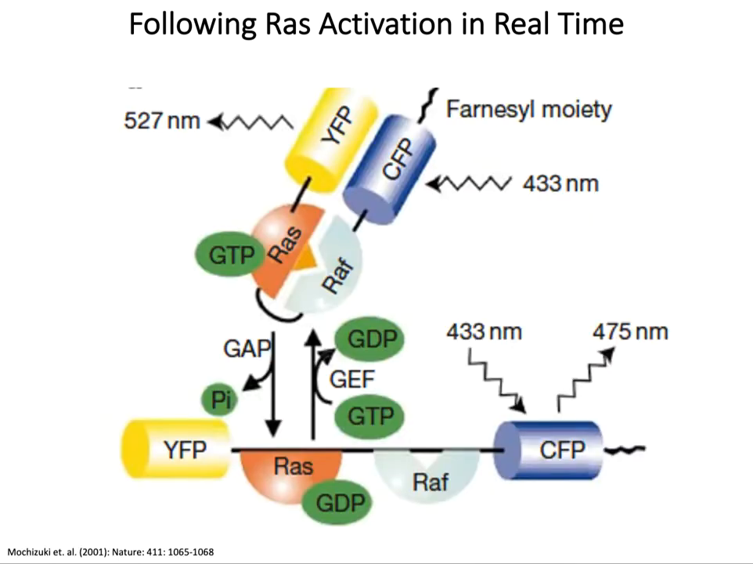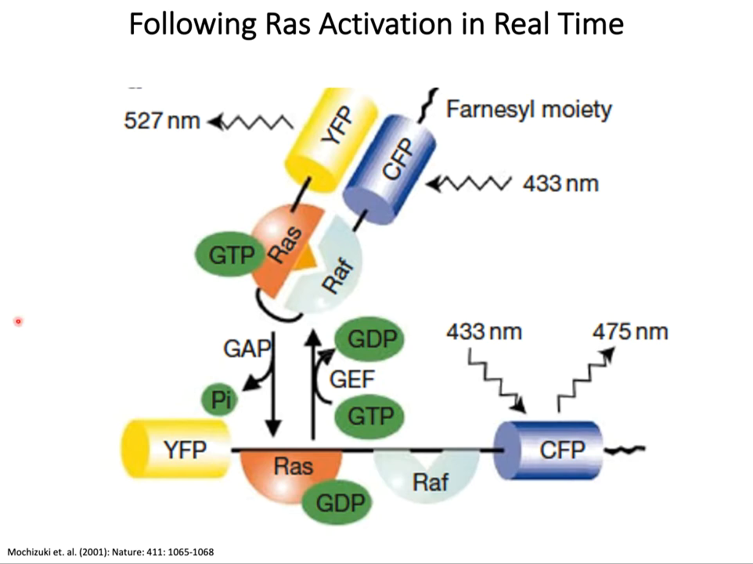So we have already seen that the G protein of the RAS family cycle between the GDP-bound inactive and GTP-bound active forms. The cycle is regulated by the GEF, the guanine nucleotide exchange factor, the activator, and the GAP, the GTPase activating protein, the inactivator.